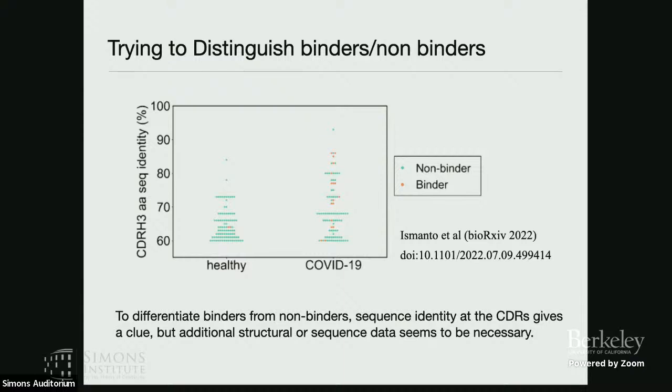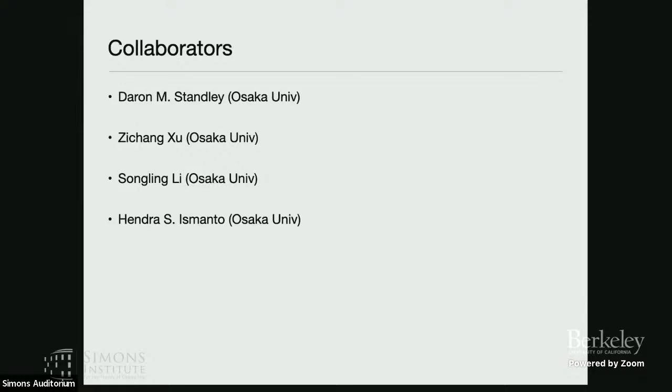So the sequence identity at CDRs should be useful to some extent, but more data, not only CDRs, is necessary to clearly differentiate binders from non-binders. Using InterClone and other tools, especially for antibodies, we are trying to collect a better set of sequences, expecting that MSA of such sequences should be useful for prediction of antibody-antigen interactions. The last part is collaboration with Daro Standre, Chi-Chan Shu, Son-Lin Lee, and Hendra Isamot in Osaka University. Thank you for your attention.